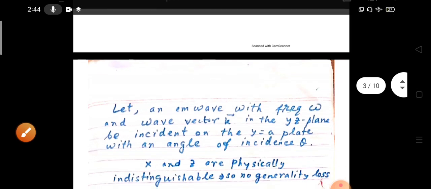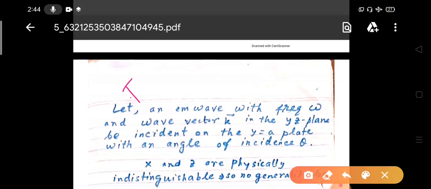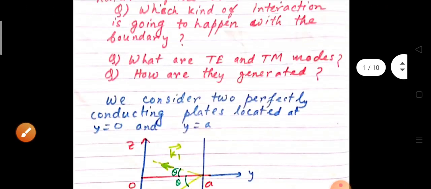But this is the case for the electromagnetic wave that is traveling in free space. Here, you are confining the electromagnetic wave within a certain boundary. So the case will be different, and that's the origin of your TE and TM modes. Now we'll look at how that is so. So we shall discuss that.